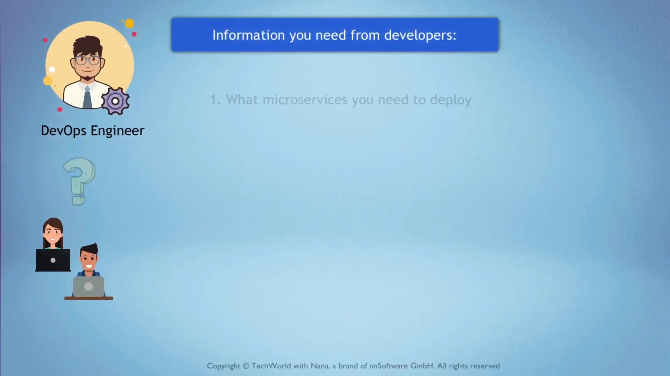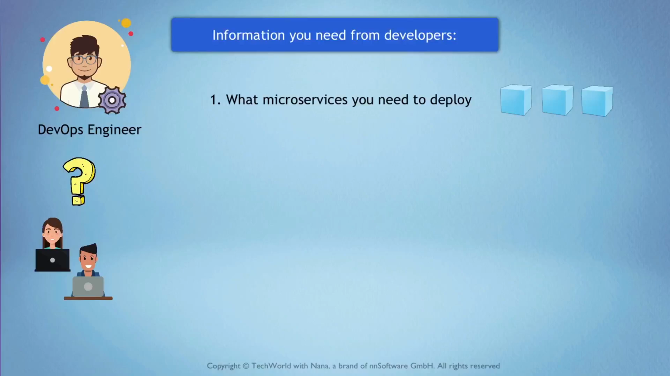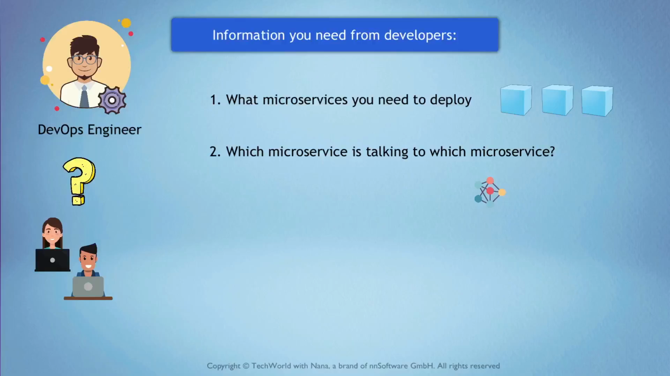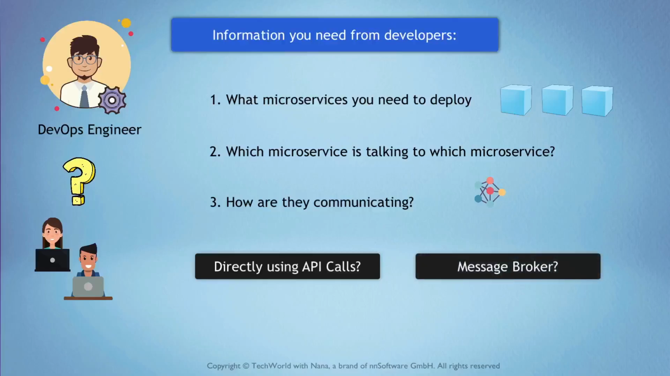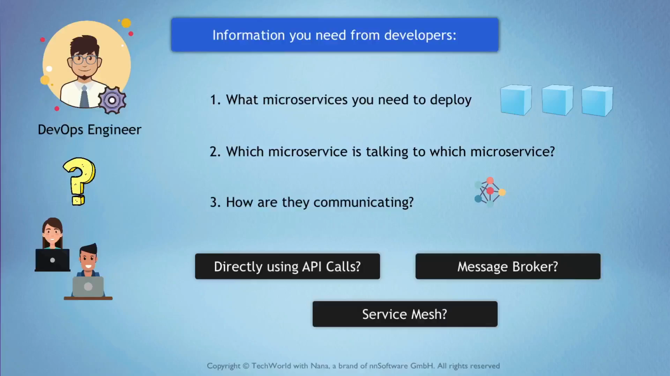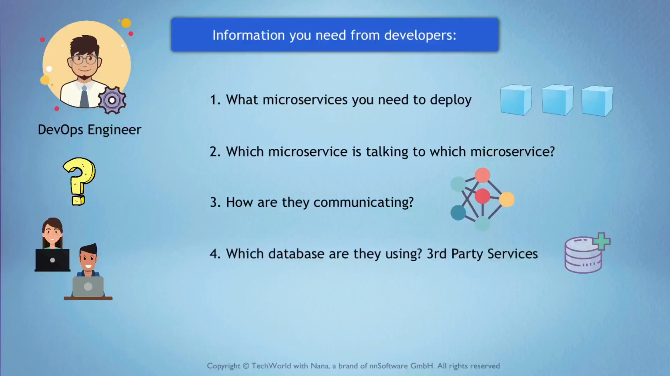First, obviously, you need to know what are all the microservices you need to deploy and how they are communicating with each other. So which microservice is talking to which other microservices. You also need to know how they communicate. Are the services communicating directly using the APIs or using a message broker or a service mesh? And in case of a message broker or service mesh, you want to know which application exactly they are using, as well as which database they are using, and so on. So all the third-party services basically that these microservices depend on to run successfully.